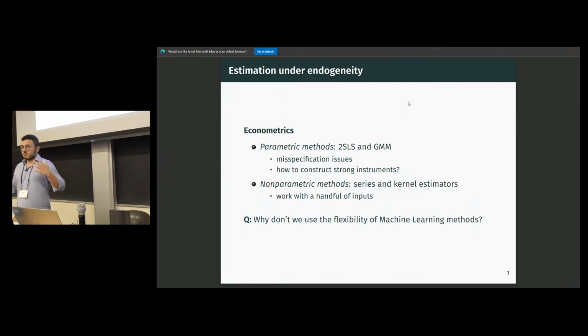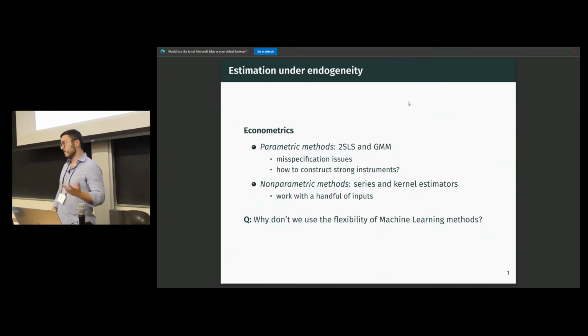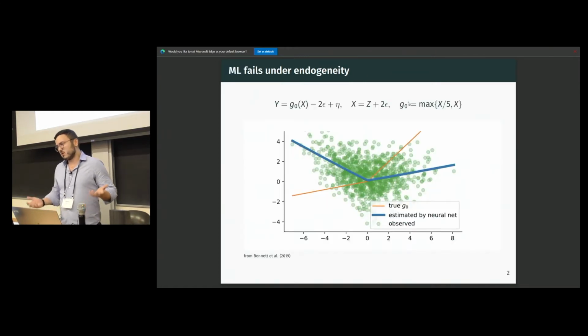Of course, if we want to be more flexible and not worry about misspecification issues, we can resort to non-parametric methods. There are series estimators like Newey, Powell, Blundell, Chen, and Christensen. There are kernel estimators like, for example, Hall and Horowitz. But all of them suffer greatly from the curse of dimensionality, and they only work with a handful of inputs. So the natural question that arises in this situation is, why don't we use the flexibility of machine learning methods? And the short answer is, we simply can't.